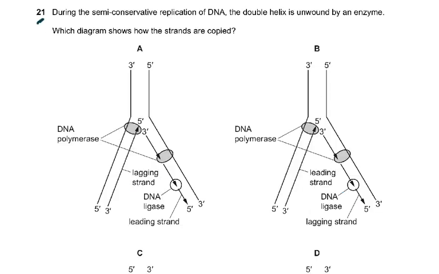Now coming to question number 21. During the semi-conservative replication of DNA, the double helix is unwound by an enzyme, helicase, we know that. Which diagram shows how the strands are copied? Now first of all, what do we know about that? The leading strand is supposed to be in the 5'3' direction, so this one is wrong. The leading strand has to be in the 5'3' direction. They've made this arrow going from 3 to 5. That is wrong. It can't be made from 3 to 5. It has to be 5'3' direction. So this was wrong here.